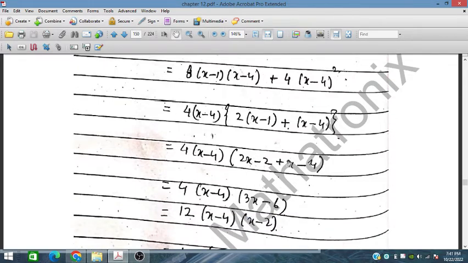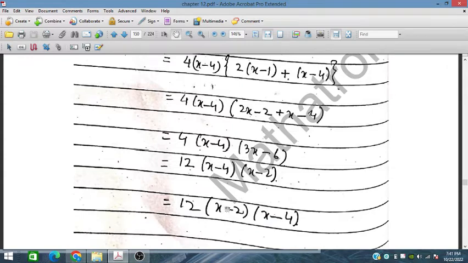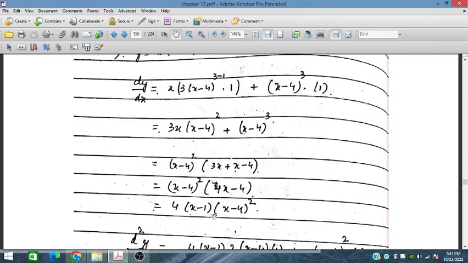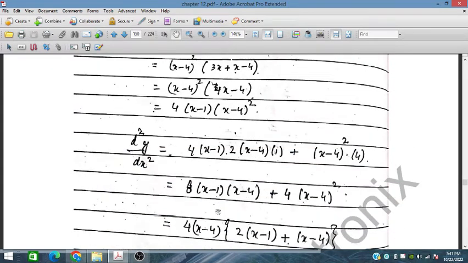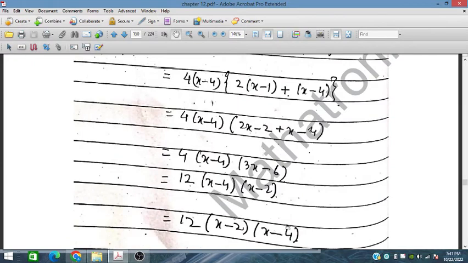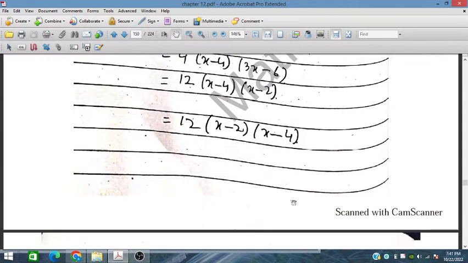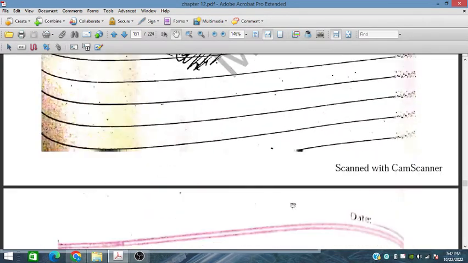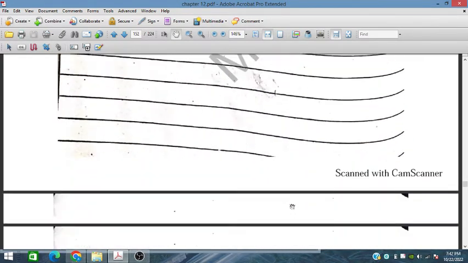Eventually with the simplification we have obtained this. This will add up, and then this one minus 6, 3 will be taken common here, x minus 2 here, so this x minus 2, this 3 multiplied, this is 12. So this is the second order derivative. We take out the first derivative and then simplify it, and then take out the second derivative and finally simplify it to make this equation. This is part 2. Now let's move on to the last one.